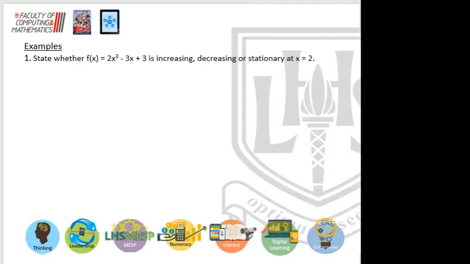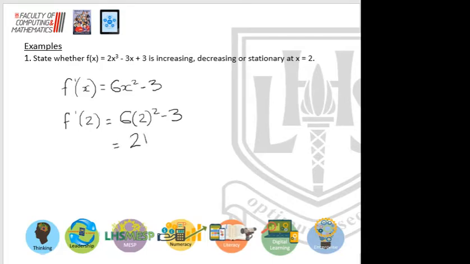Okay, so looking at an example, we're able to state whether this function is increasing, decreasing or stationary at x equals 2. Increasing, decreasing, stationary all depends on the gradient, which means it all depends on the differential. So to get the differential here, we're just going to do exactly the same thing. f dash x is equal to 6x squared minus 3. When x is 2, I want to know what the differential is, because that will tell me the gradient, which tells me whether it's increasing, decreasing or stationary. So it's 6 times 2 squared minus 3. 2 squared is 4, times 6 is 24, take away 3 is 21.